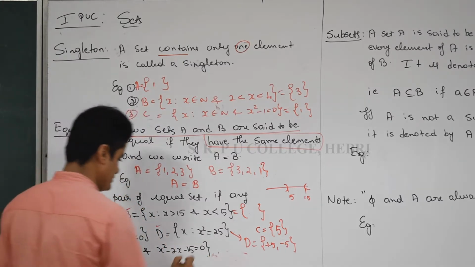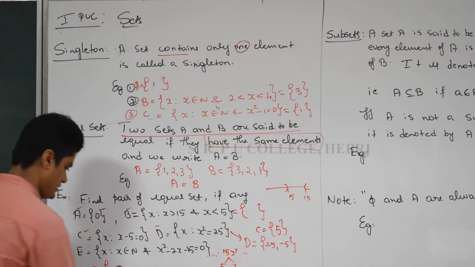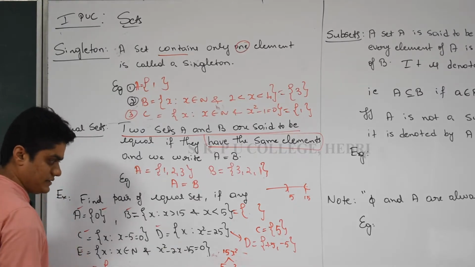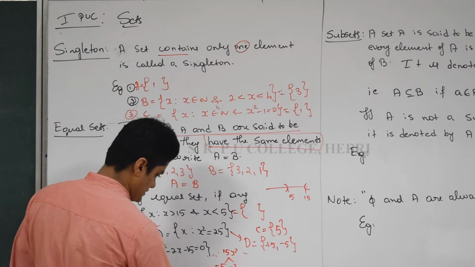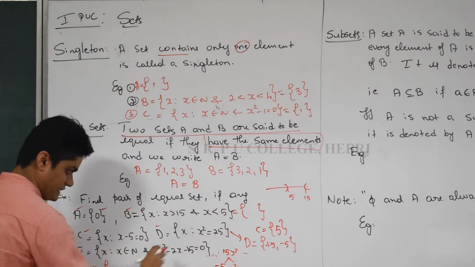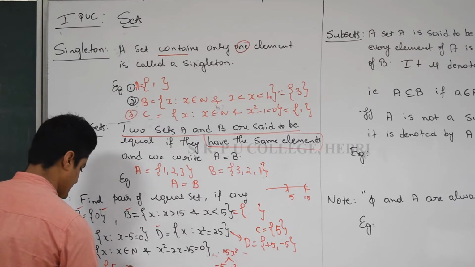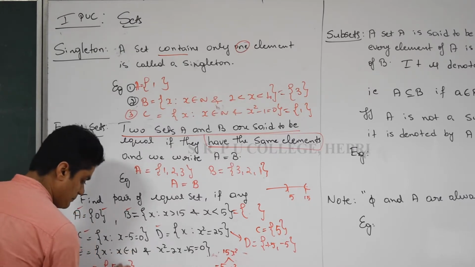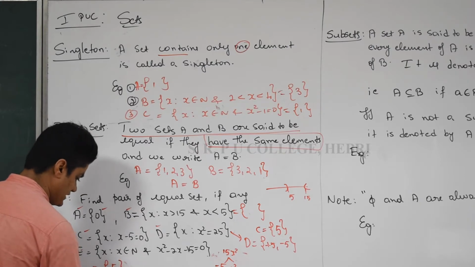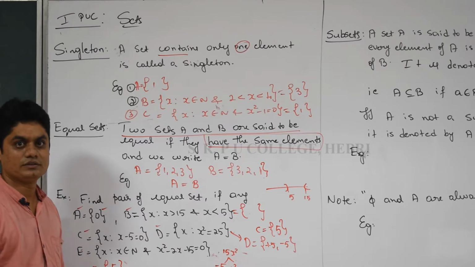Then factorize x square minus 2x minus 15. You can write 5 into 3, here one should be minus and the other plus, so the factors are x minus 5 and x plus 3. The two elements are 5 and minus 3. Since x belongs to N, minus 3 is not allowed, only one element, that is 5.